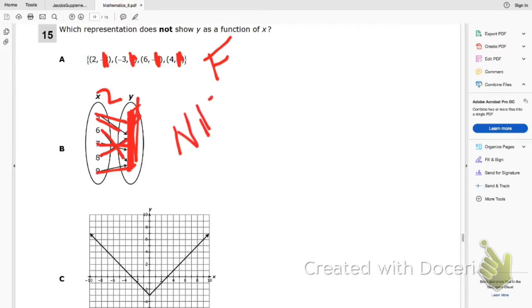If I wanted to continue, I'll just look at C real quick. We do something called the vertical line test. We draw a straight line down. If it crosses more than one time, it is not a function, but it only crosses the x-axis one time. Therefore, that is a function. So the answer on that one is B.